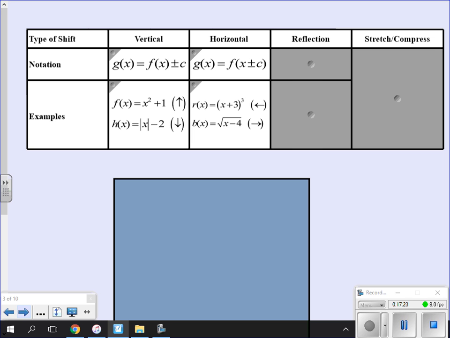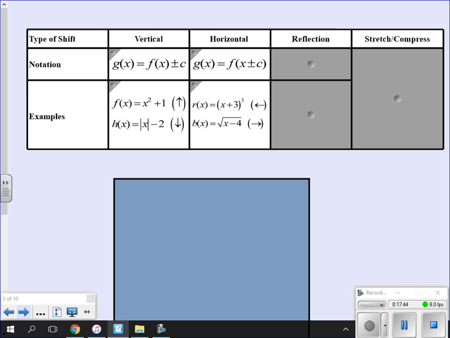Whatever is inside, you go in the opposite direction. Outside of the function, you do the same. Inside, you do the opposite. That's 99% of the time how it works. Why does it do the opposite? Think about this. Normally on the square root of x, where would I start? What's the smallest value of x I can have? 0, right?